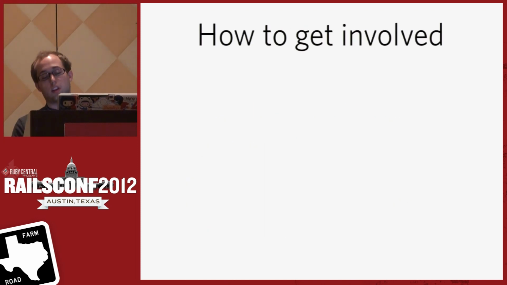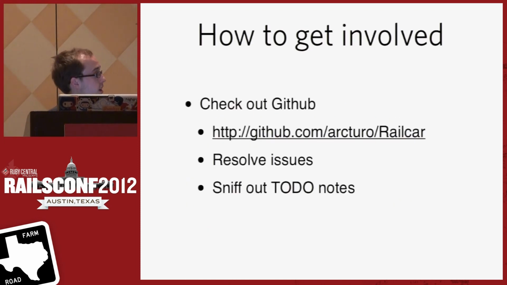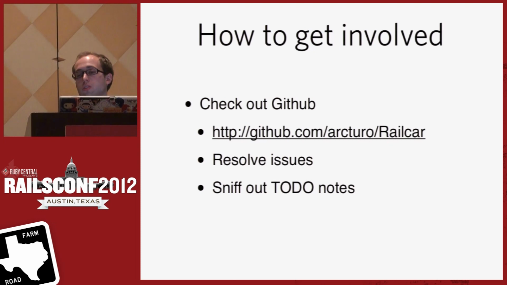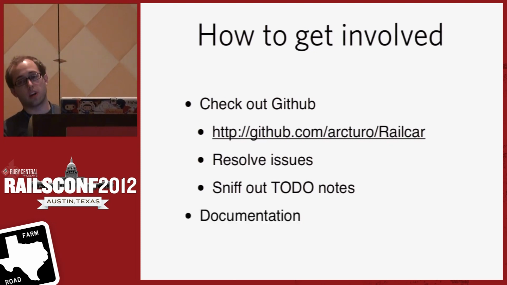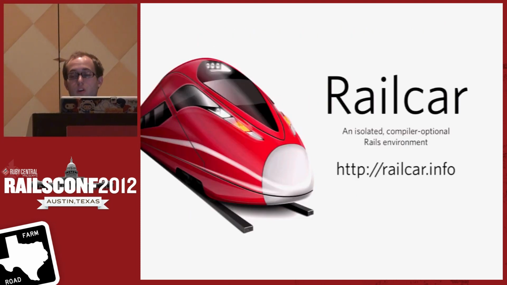So if you're interested in getting involved, you can check out GitHub. It's already up there. There's some issues. There's some to-do notes that need to be sniffed out and probably turned into issues. We need some more documentation as well. So that's Railcar. Railcar.info if you're interested in more information. Thanks.